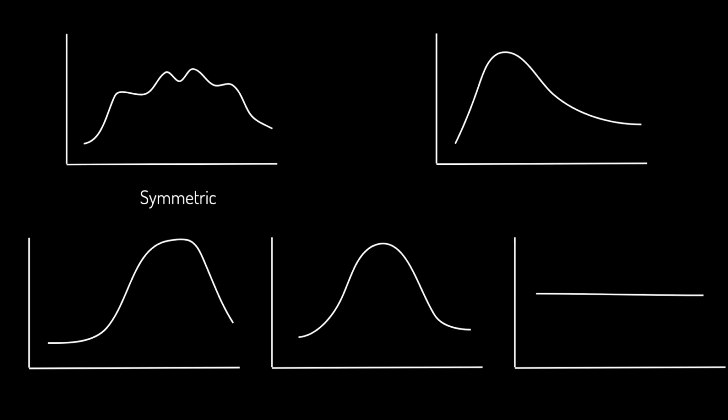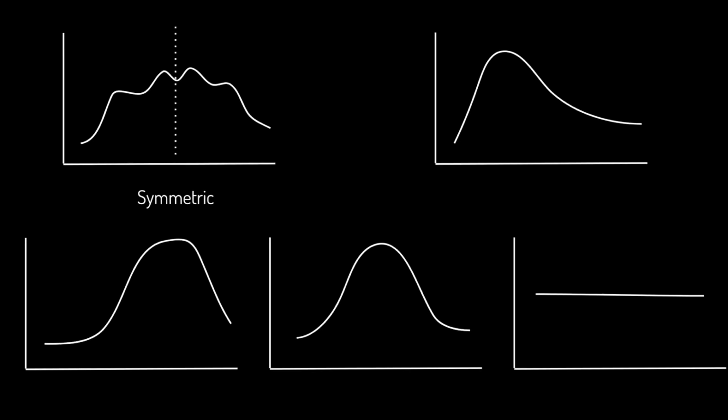A symmetric distribution is one in which the two halves are mirror images of each other, as you can see from the y-axis. From the dotted line here, the left and the right side look exactly the same. That's why it is the symmetric pattern. The next pattern we call skewed to the right.